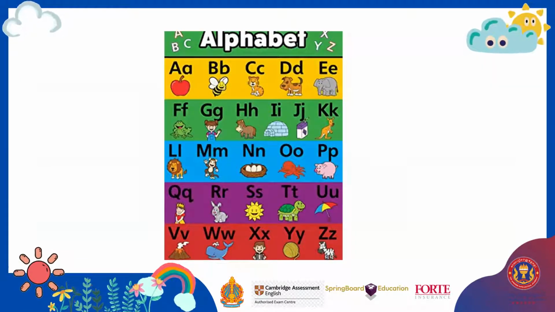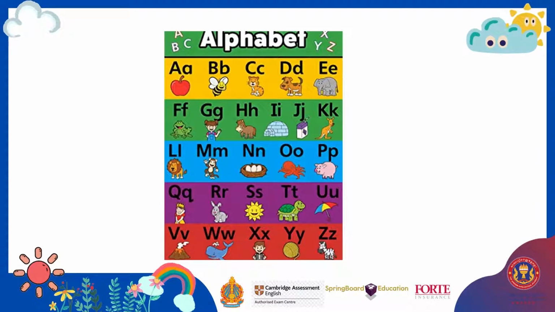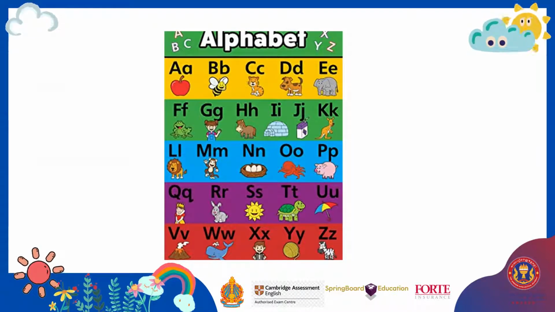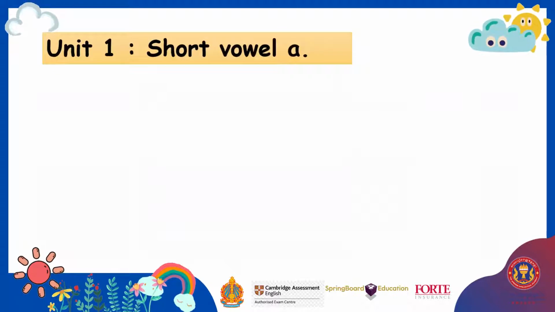T, T, turtle. U, U, umbrella. V, V, volcano. W, W, well. X, X-ray. Y, Y, yo-yo. Z, Z, zebra. Okay, good job. Okay everyone, now let's start our new unit together.